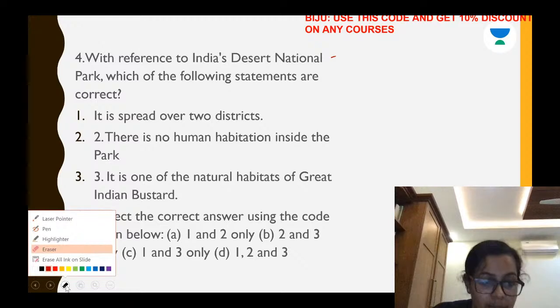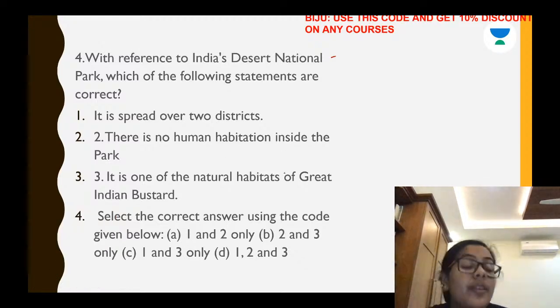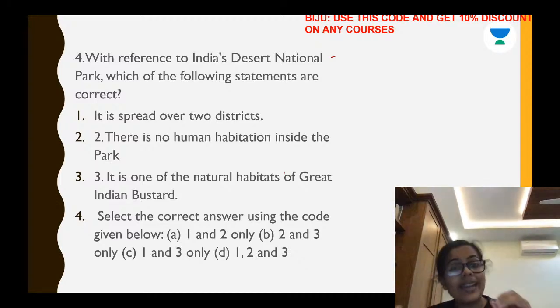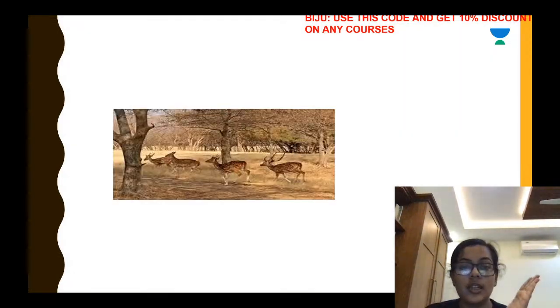Got the method of elimination. Remember this is how you can answer any UPSC question. Even if you don't have an idea, you can answer it. So this was a simple question, you can answer it. Medium level question. Fine.